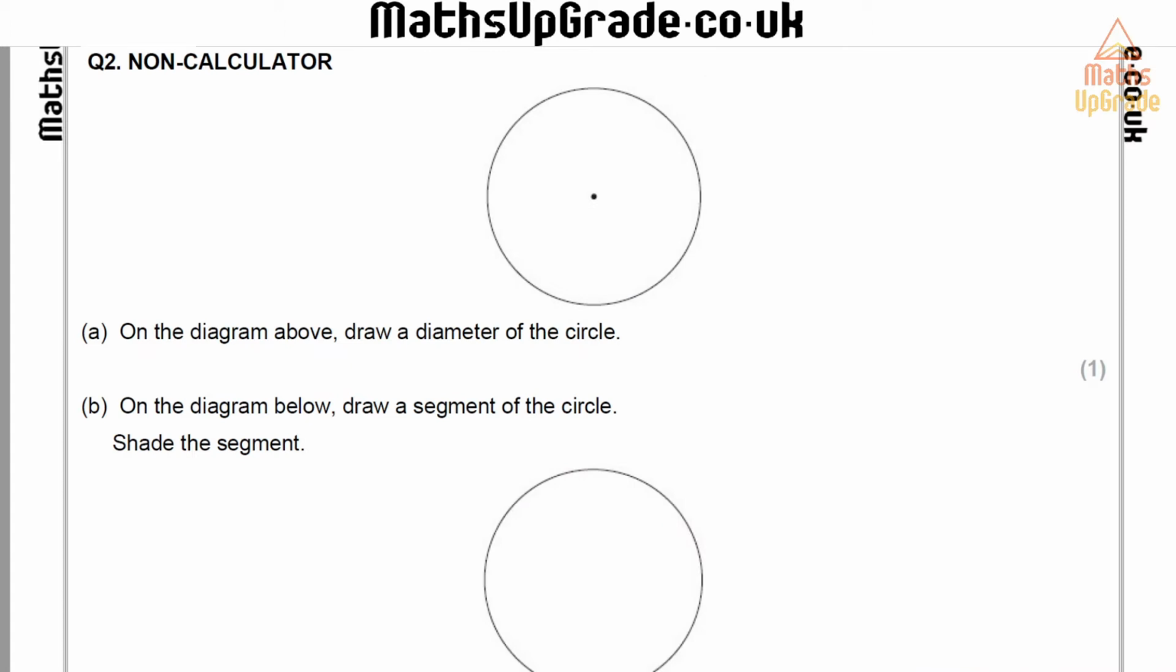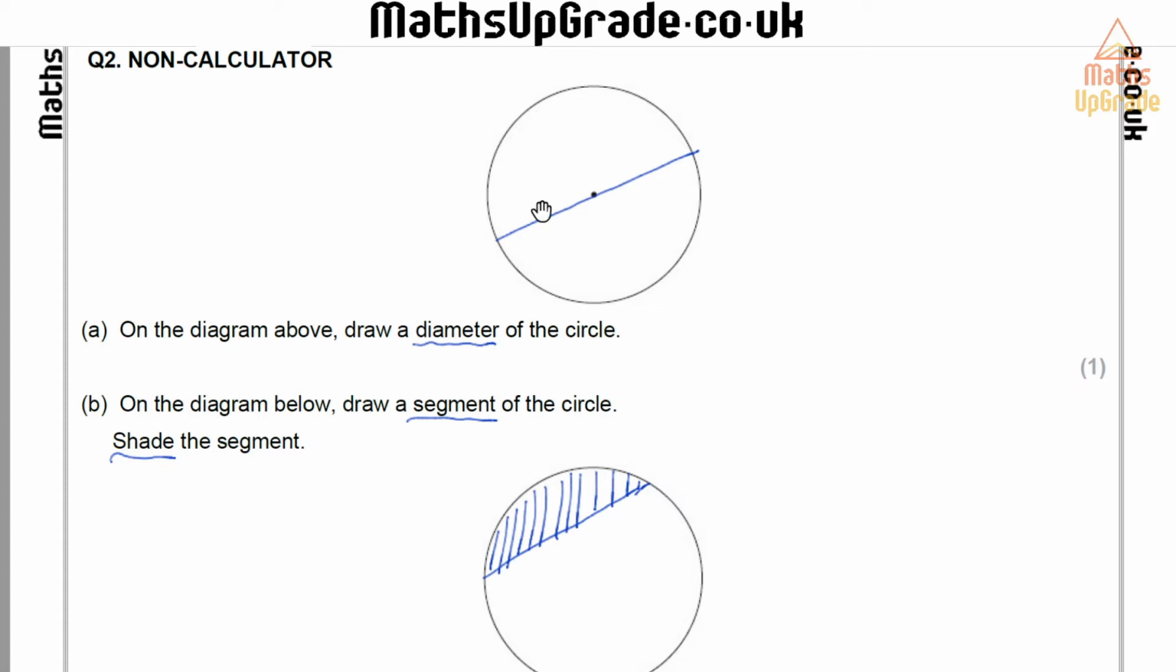So this question is worth 2 marks, and you have to draw a diameter of a circle and then draw a segment of a circle. Okay, so remember a diameter of a circle is a line which goes from edge to edge straight through the middle. So there's a diameter there. Okay, should be a straight line using the ruler.